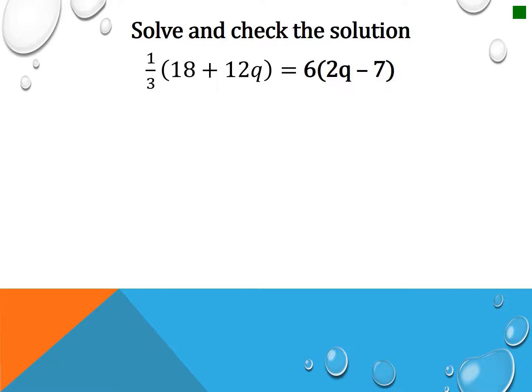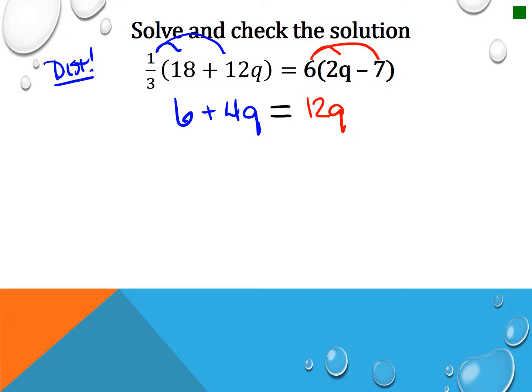Oh no, Mrs. Evans, there's a fraction. That's okay. Over here on the right-hand side, we're going to distribute. 1/3 times 18, do it on your calculator, it's 6. 1/3 times a positive 12Q is positive 4Q. Oh, I did not write this. I don't like Q's, even though I have one in my name. Okay, over here, I've got a 6 to distribute. 6 times 2Q is 12Q, and 6 times negative 7 is negative 42.